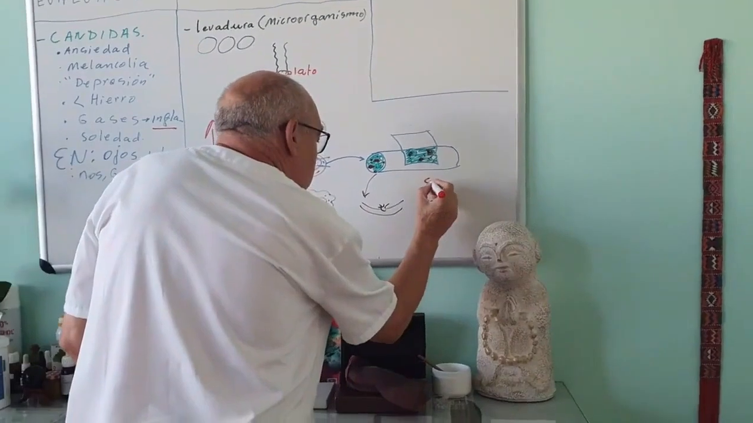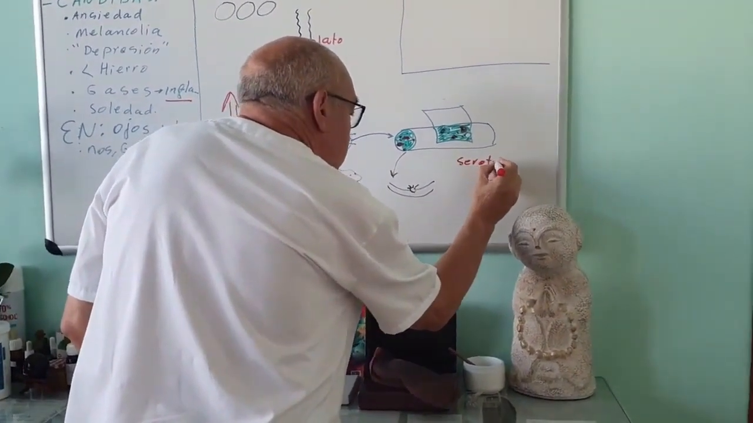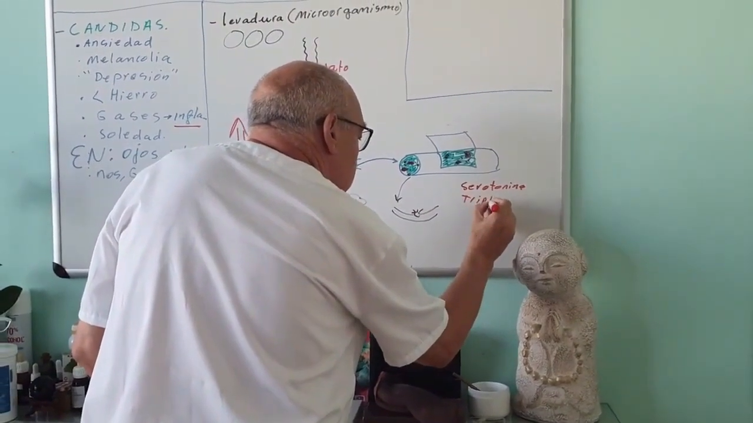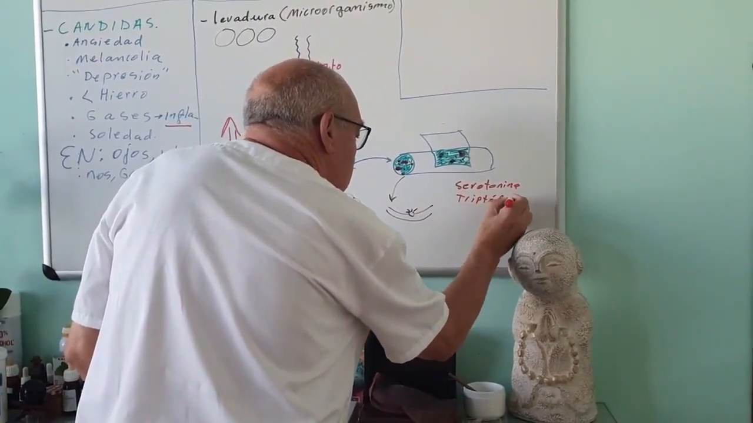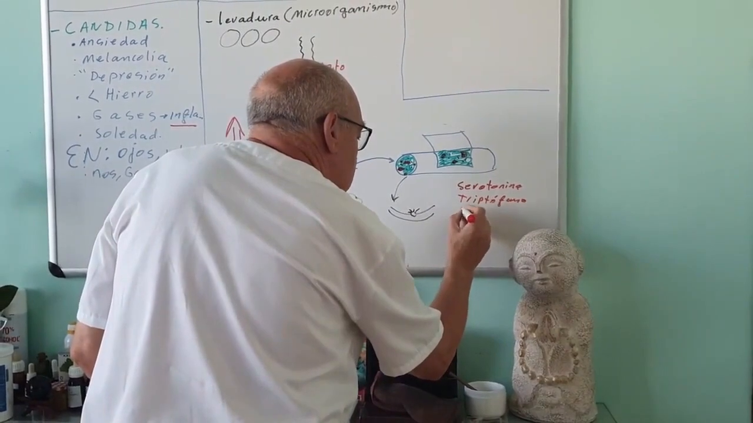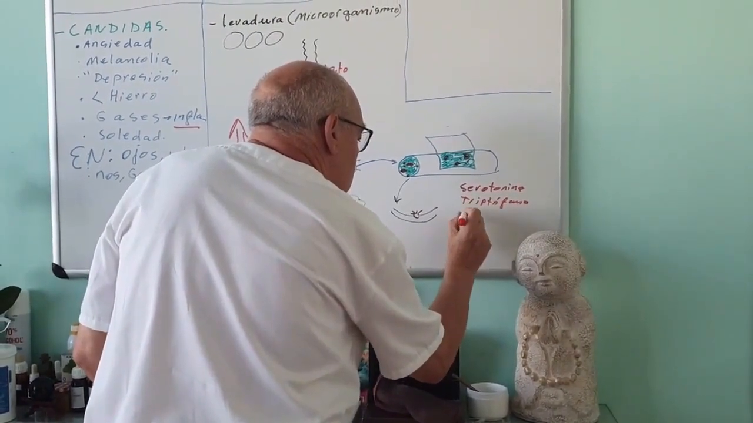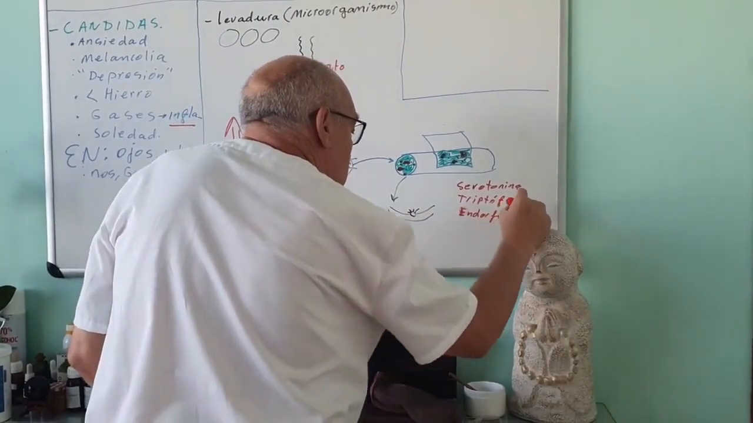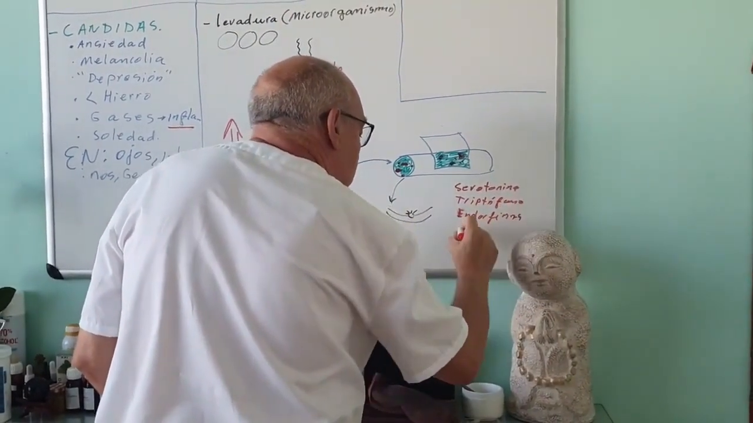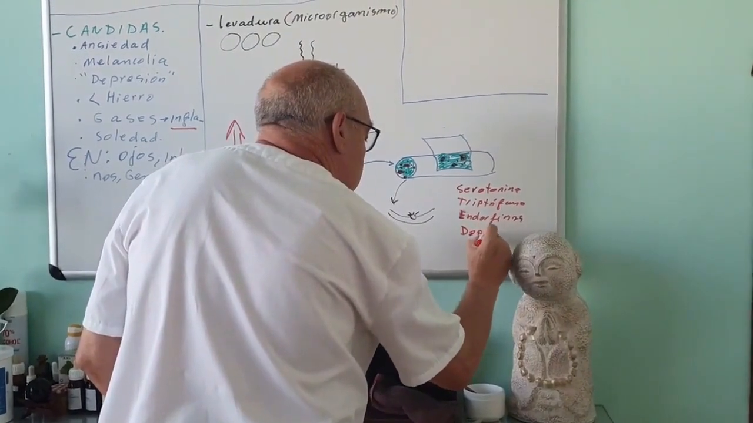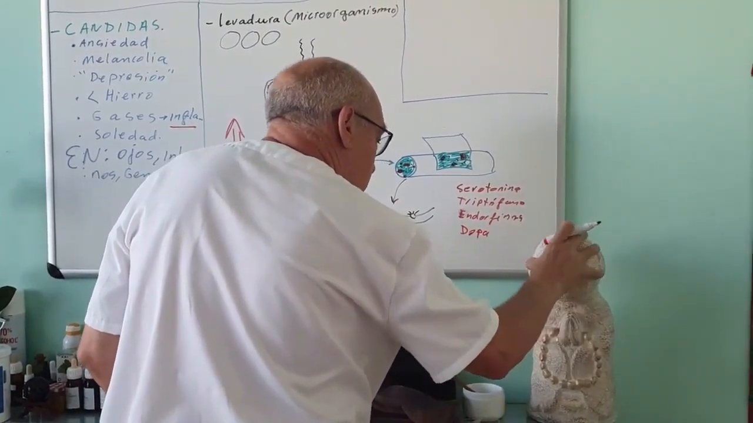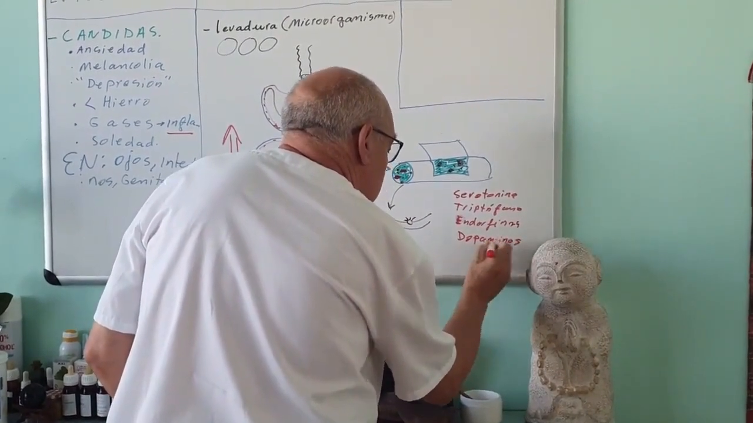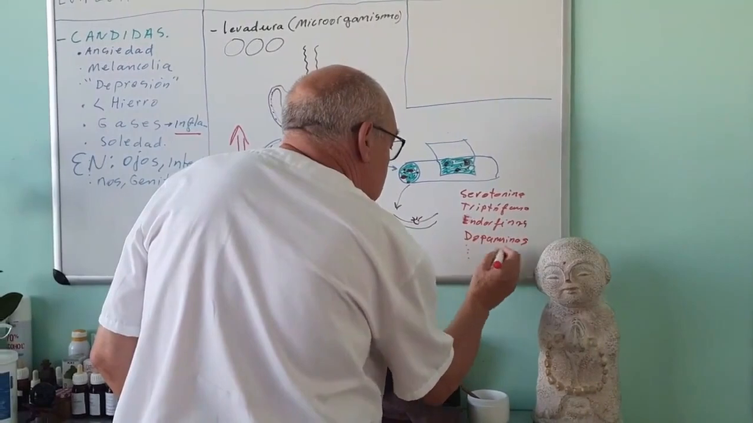Serotonin, tryptophan, endorphins, dopamines. Let's see. One separates dopamines and others. But look at these, how interesting.